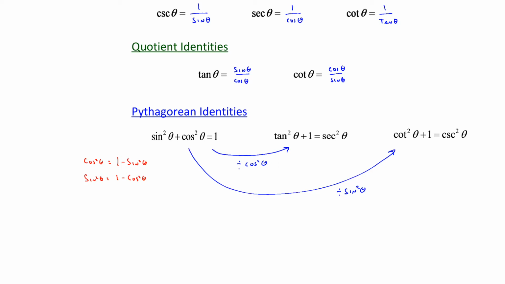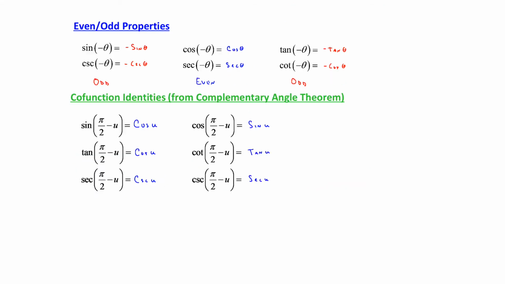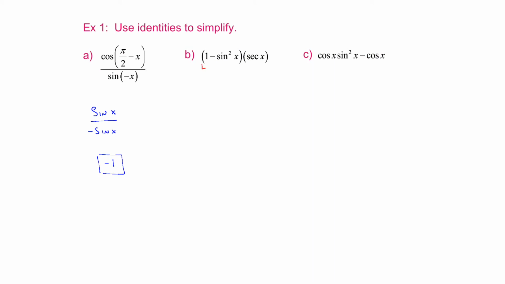So these two are directly related to the sine squared plus cosine squared of theta is equal to 1. So if we see either one of these as well, we can also use this one. So we had 1 minus sine squared of theta, so that's equivalent to cosine squared. So we can rewrite this using the Pythagorean identity as cosine squared of theta times secant, which is the reciprocal of cosine.